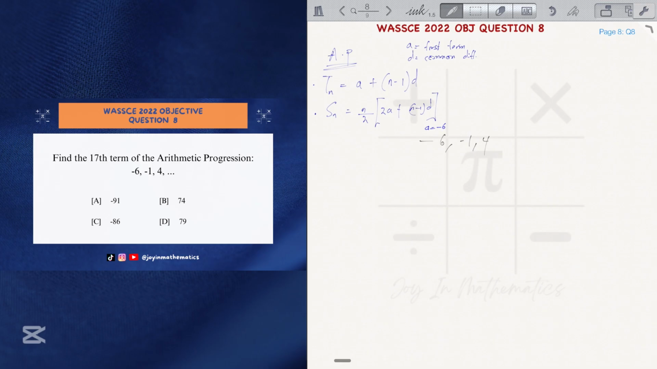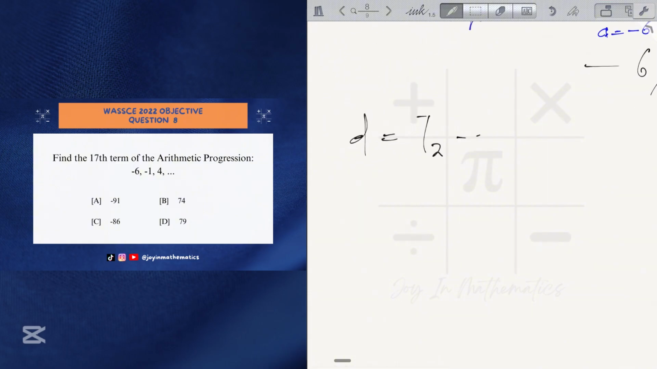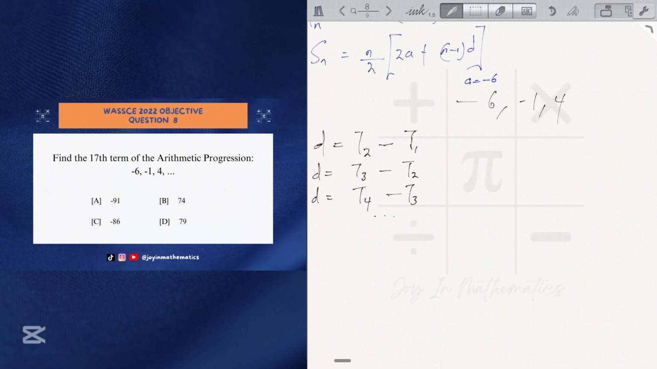So we can say that the common difference D is equal to the second term minus the first term, and we can also say common difference D is equal to the third term minus the second term. Common difference D is also the fourth term minus the third term, and then it continues. So now let's evaluate D. Using this formula, D, which is the second term minus the first term, the second term is -1, the first term is -6. So we have -1 minus -6, and this would result into -1 plus 6, which is equal to 5.